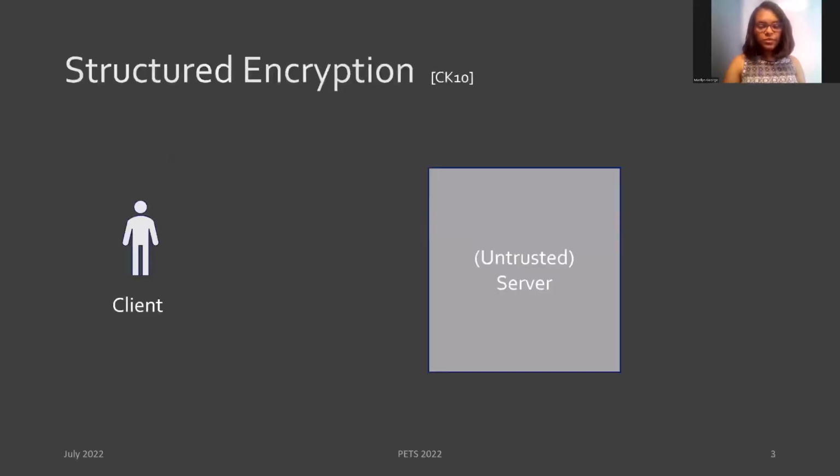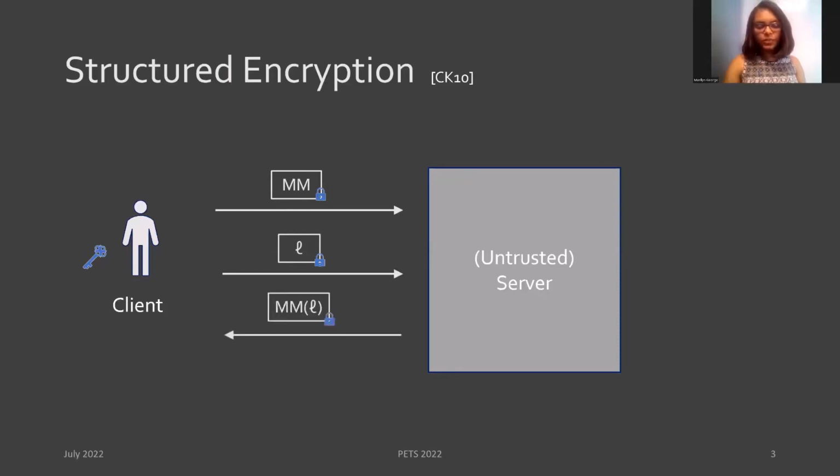Structured encryption is a cryptographic primitive that allows a client to encrypt and upload a data structure to an untrusted server. In this talk, we will be talking about multimaps, and therefore the multimap will be the running example. Structured encryption also allows a client to later query for labels in this multimap using encrypted labels, which are also referred to as query tokens. And the client should receive, in response, the encrypted values that correspond to this label.